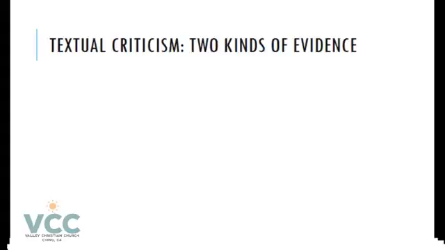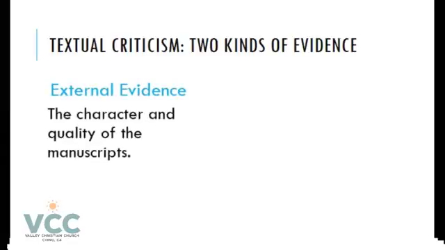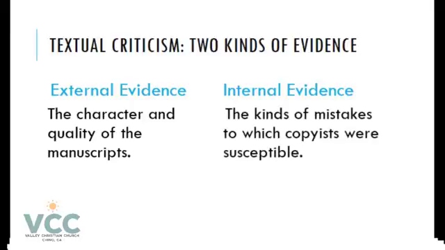There are two different types of evidences for whether a text is a good text or not. There is external, which is the character and the quality of the manuscripts. So, for example, are they in good physical shape? Are they from a reputable source? Can we authenticate the text with timelines, things like that, dating to a certain place, where were they found, all that kind of stuff. Then there's the internal evidence, and this is how error-free are they.